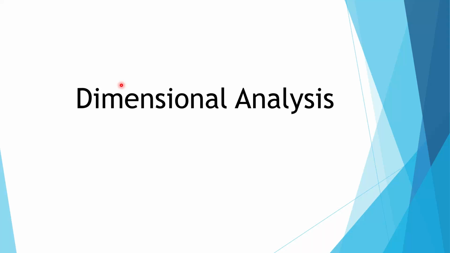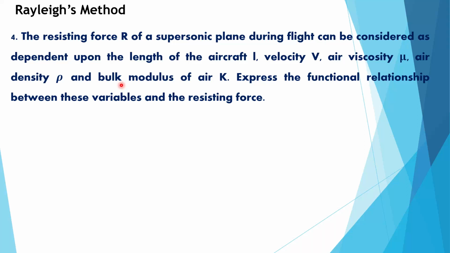Today we'll see one more problem on dimensional analysis using Rayleigh's method. The resisting force R of a supersonic plane during flight can be considered as dependent upon the length of the aircraft L, velocity V, air viscosity mu, air density ρ, and bulk modulus of air K. Express the functional relationship between these variables and the resisting force.